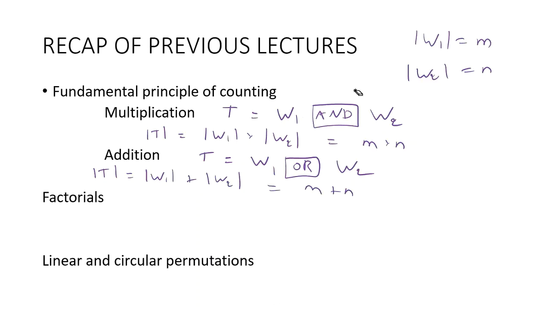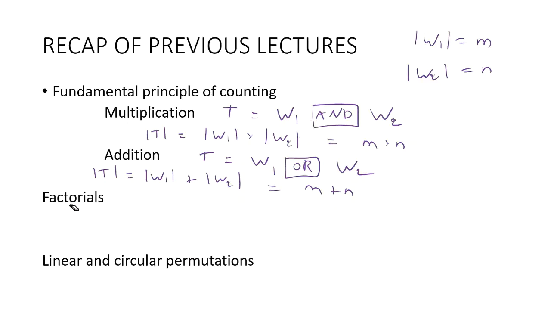So in the previous one, a task is divided into two works, W1 and W2. So here we are performing both W1 and W2. In this one, a task T can be performed in two formats, W1 or W2. Therefore, the number of ways of completing the task is equal to the number of ways of completing W1 plus the number of ways of completing W2. So you have to understand the difference between these two.